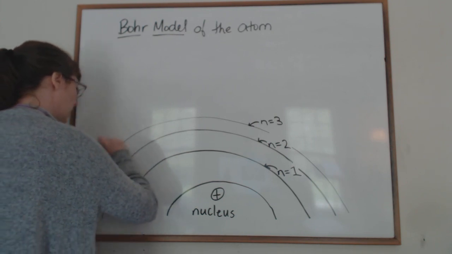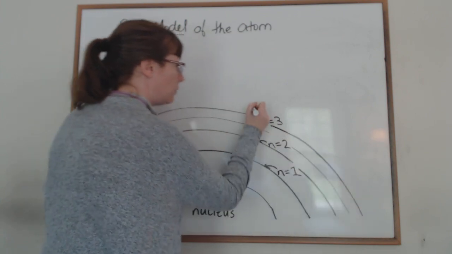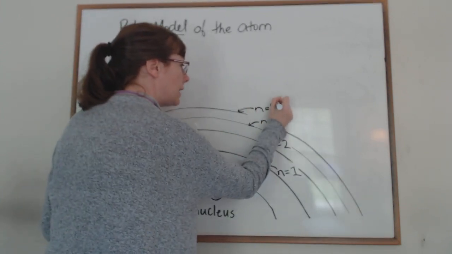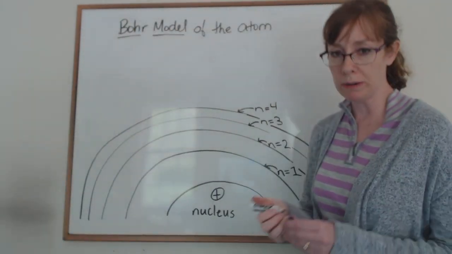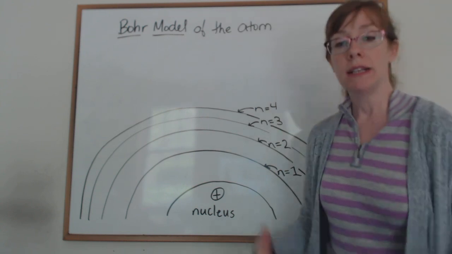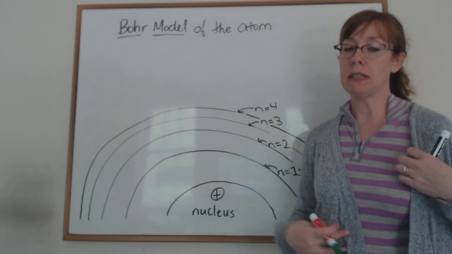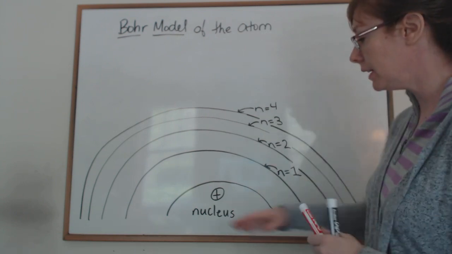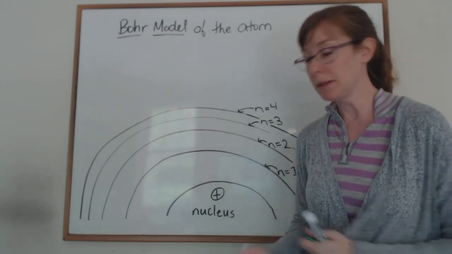And let me do another one here. And this one would be n equals 4. And technically, we can keep going to infinity, but we'll stop with n equals 4. So this is how Niels Bohr attempted to explain what atoms look like on the inside. He wants to get some model. It's the best that he could do. So we got our nucleus. Now let's talk about electrons.